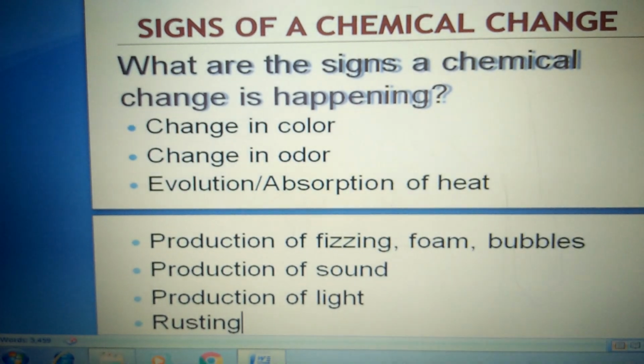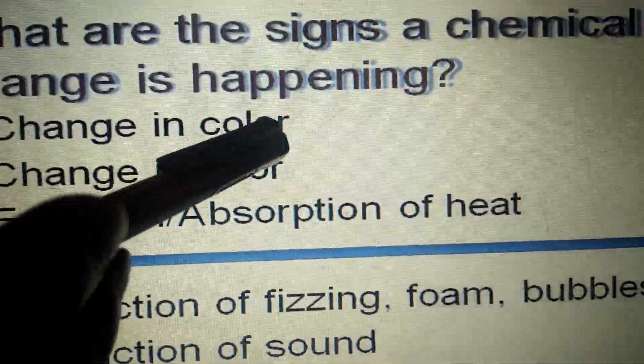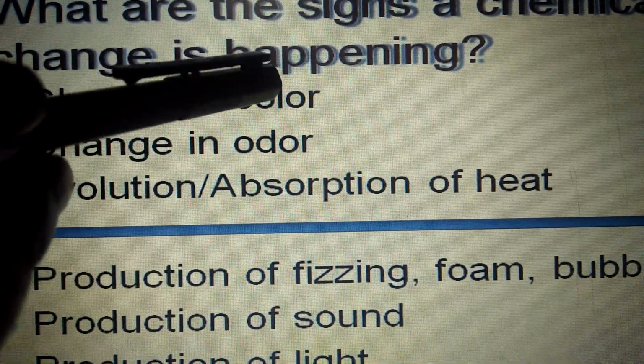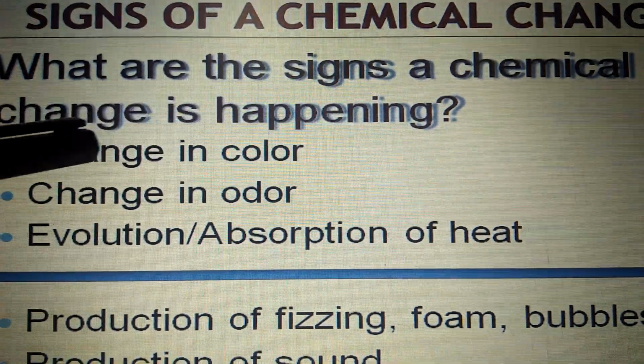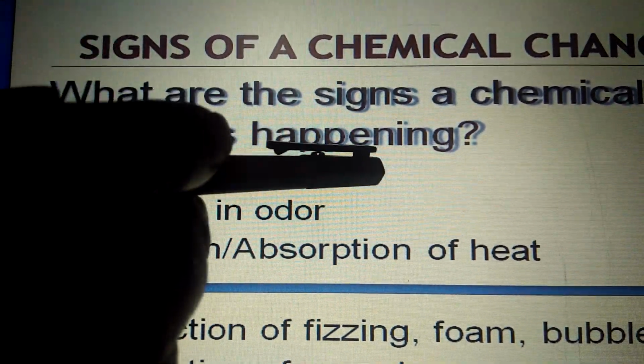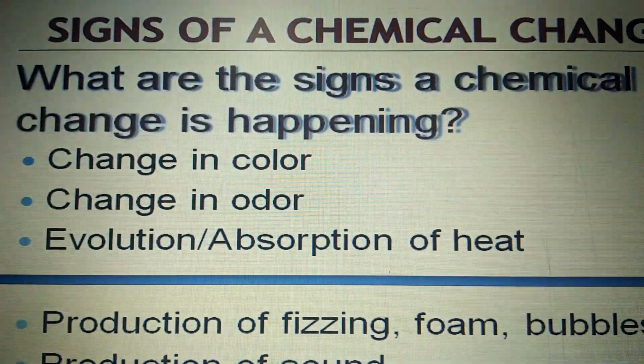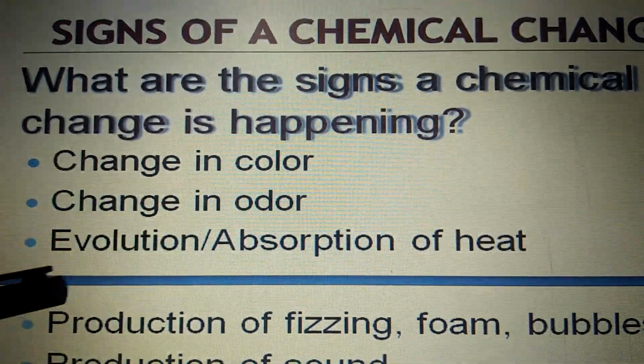First, by seeing the color of the object. Change in color. Here we are not talking about painting. Change in color means automatic change in color. Change in color by nature. Second sign of chemical change is change in odor.